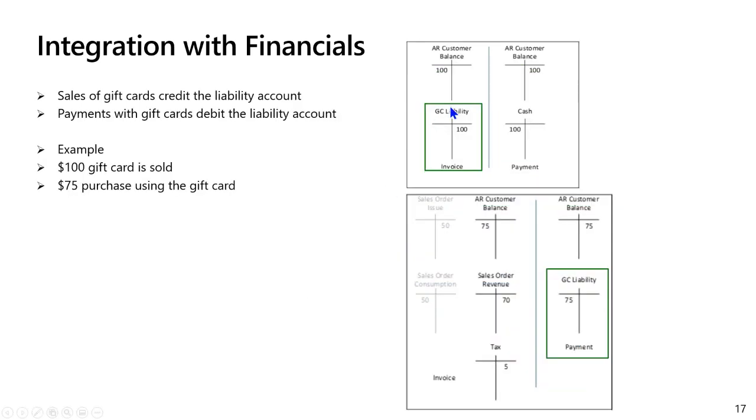So let's take a look at the postings for a gift card. When you sell the gift card with that liability account and revenue, the balance is in the liability account and whatever the payment method. Then later on, when the customer comes back and uses that gift card to purchase goods, the payment reduces that liability account so that you have the net balance of that open account liability. This is a little bit different than the rest of the products, so we wanted to make sure it was called out.